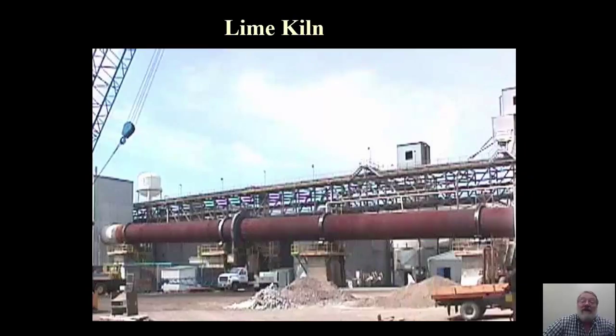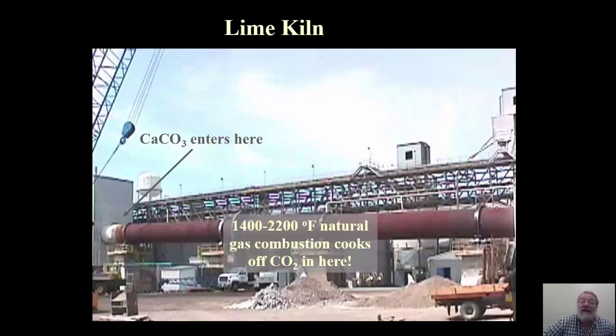Here's what the lime kiln looks like. Calcium carbonate enters at the left end into a hot pipe that's got natural gas burning at 1400 to 2200 degrees, and it cooks carbon dioxide off of the calcium carbonate and changes it into calcium oxide at the far point. Calcium oxide is also known as quicklime.